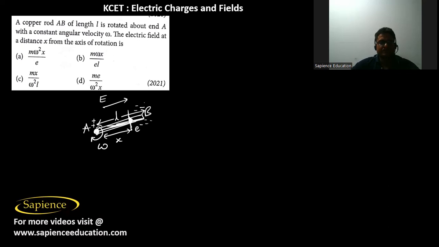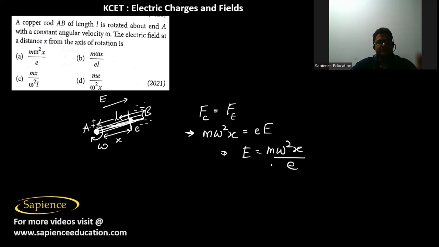If the electric field at a point x is E, then the centripetal force on the electron will be equal to the net electrostatic force. The centripetal force will be equal to m omega square x, and that will be equal to the electrostatic force, which is e into E. Therefore, the electric field will be equal to m omega square x by e. So option A is the correct answer.